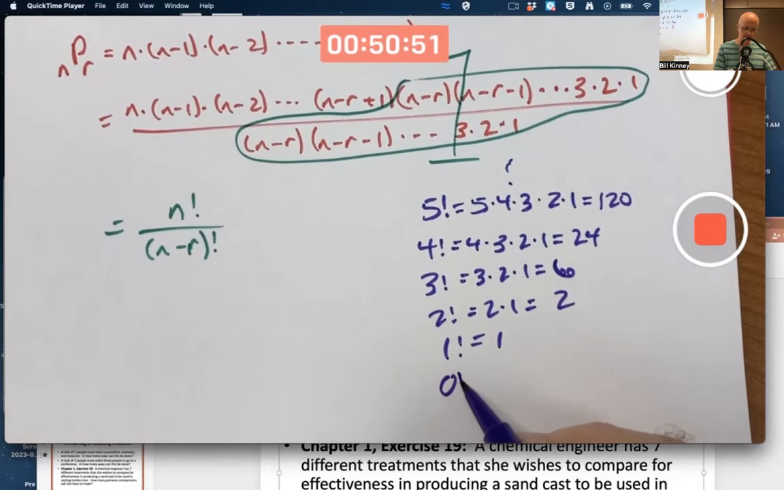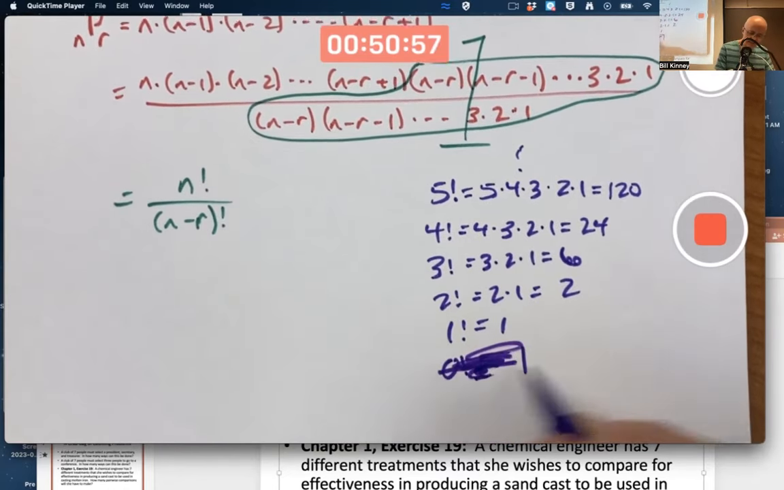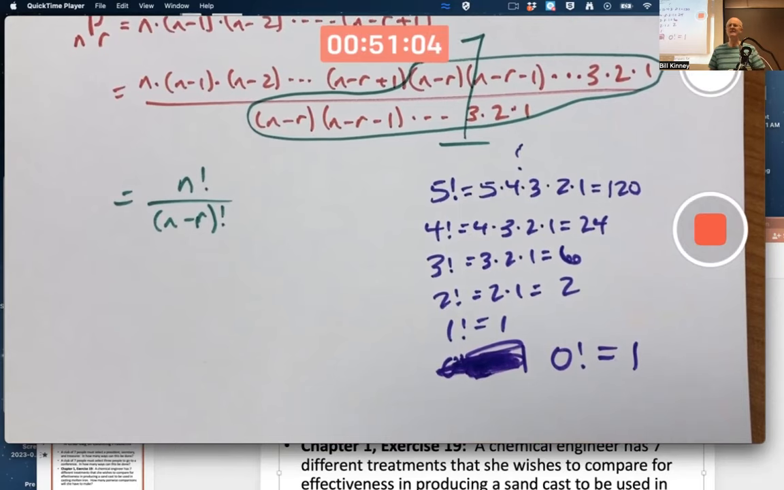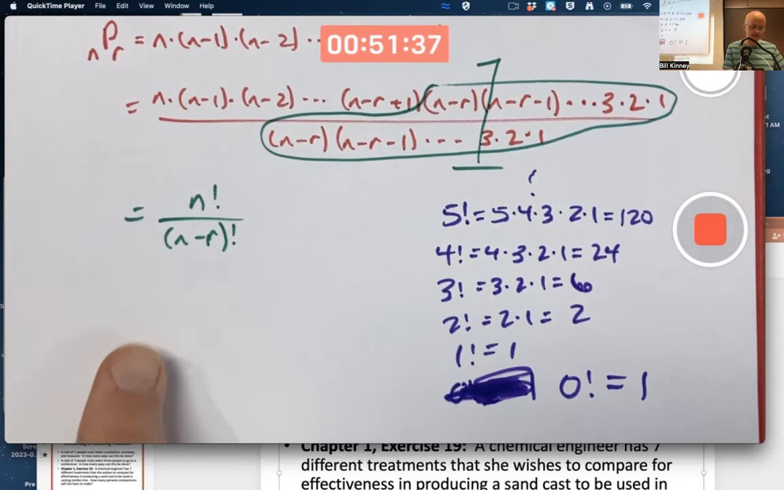What's zero factorial? One, not zero. Ah, one. I need to rewrite that. Zero factorial is one. What? How does that make any sense? Well, for example, this is probably better thought about in terms of a combination problem. What am I trying to say here? Well, maybe we can think of it with the permutation problem.